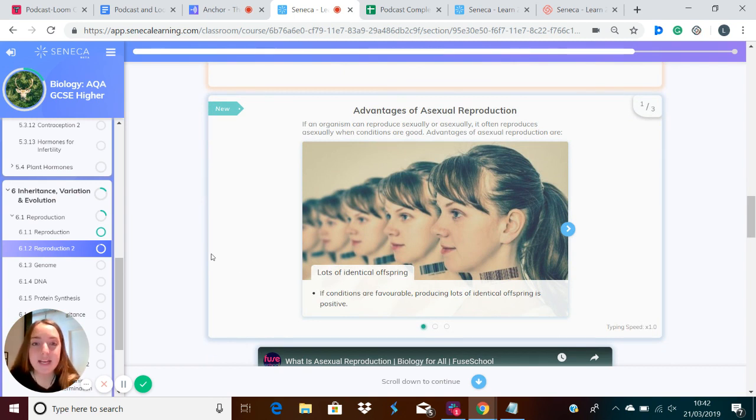What are the advantages of asexual reproduction? So we talked about some organisms before that can reproduce sexually or asexually. And these organisms will often choose to reproduce asexually when the conditions are good. This is because if conditions are favourable, producing lots of identical offspring is a positive thing. Because if an organism is well adapted to survive in certain conditions, and if they're all identical, they're all going to be able to do well in those conditions. That changes if the conditions change and they're not as well adapted.